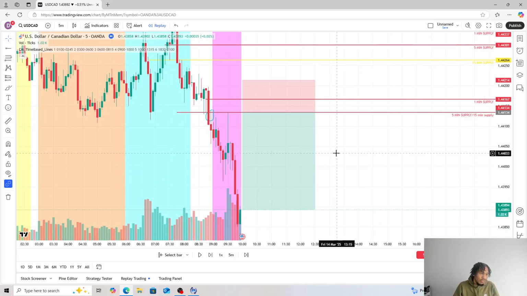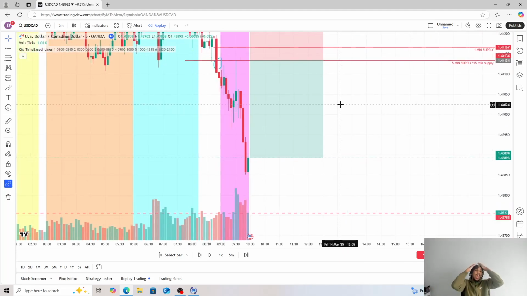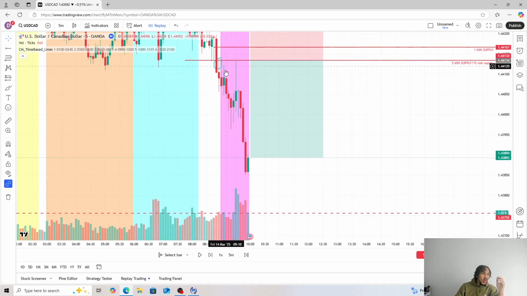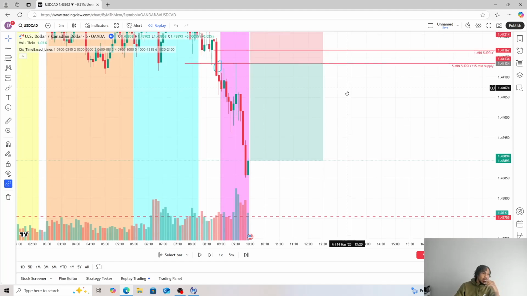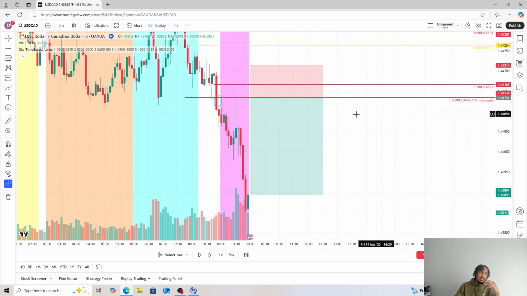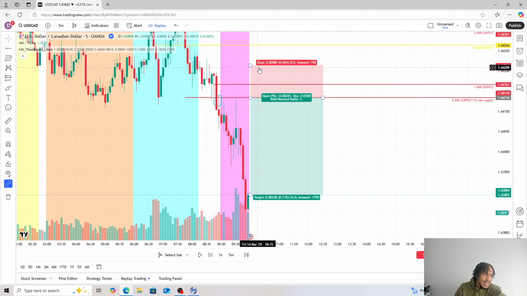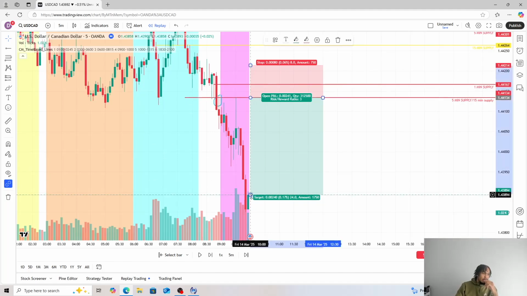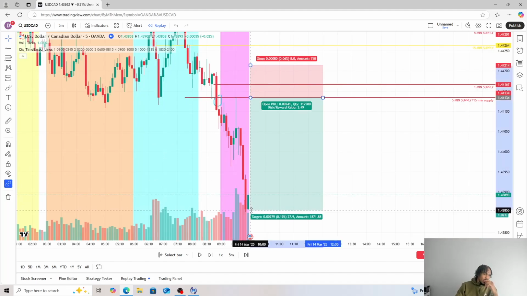Boom. A+ trade right there. Swept all this liquidity right here. Touched our 5-minute and 15-minute supply to the pip. Bro, no drawdown. We had this 8 pip stop loss, but price didn't have any drawdown. None. We went down 20. Let's see what happened.